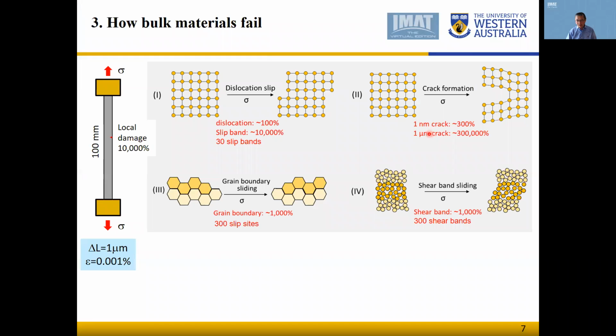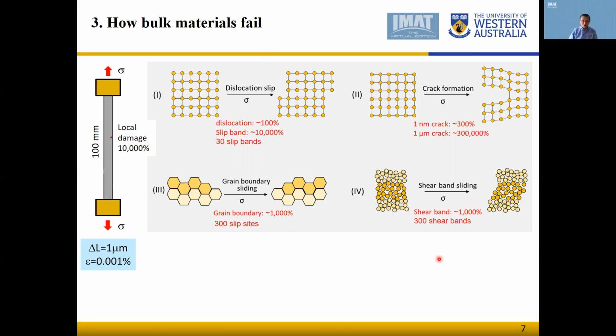For a crack of a 1 nanometer opening, that corresponds to 300% local damage. A 1 micron crack, 300,000% local damage. For grain boundary sliding in nanocrystalline materials, we'll need 300 such slip sizes. Each measures 1,000% of local strain to produce 0.01% global strain. Same thing for the amorphous materials.